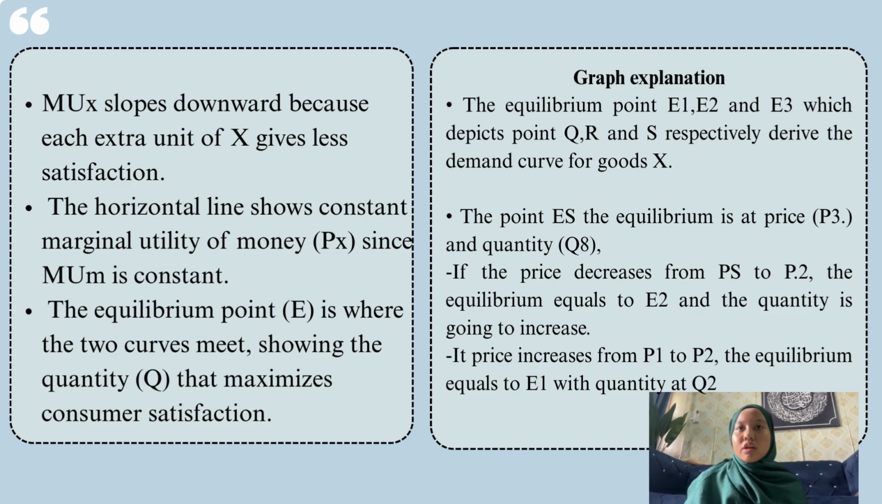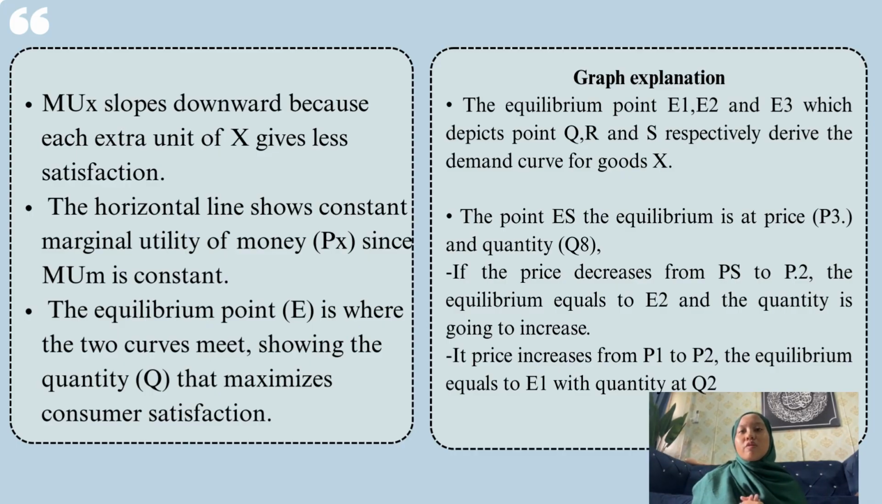Graph explanation. The equilibrium points E1, E2, and E3, which depict points Q1, Q2, and Q3 of X respectively, derive the demand curve of the good as the locus of the equilibrium points. The equilibrium is at price P3 and quantity Q3. If the price decreases from P3 to P2, the equilibrium moves to E2 and the quantity is going to increase.